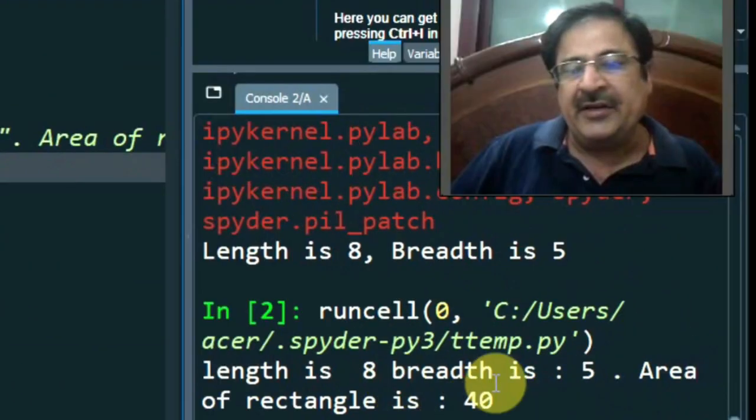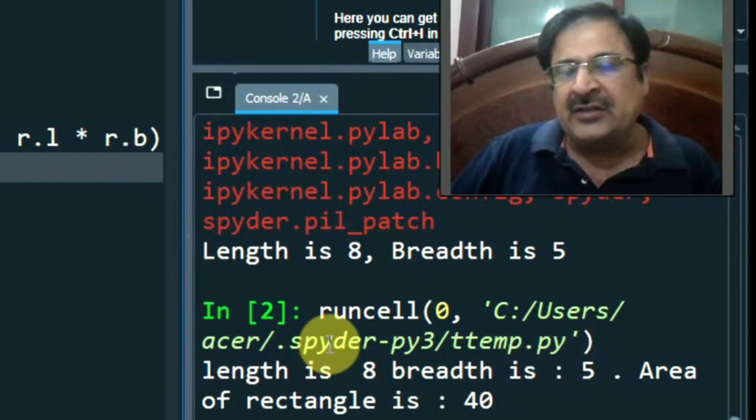Length is 8, breadth is 5, and the area of rectangle is 40. Right?